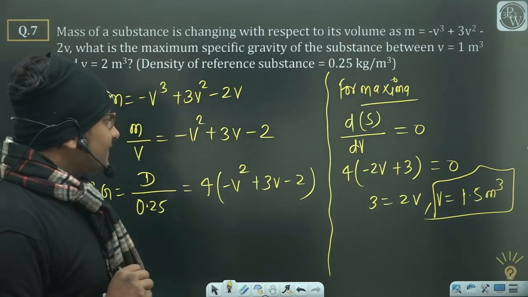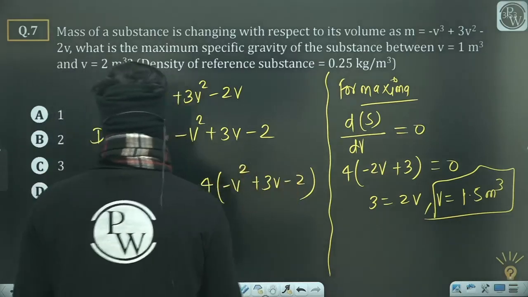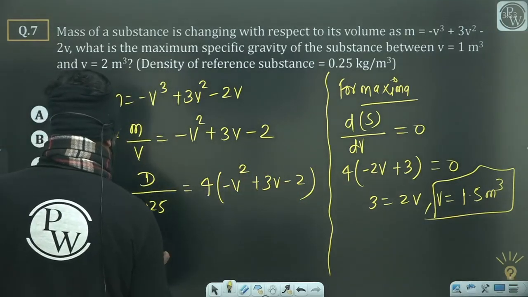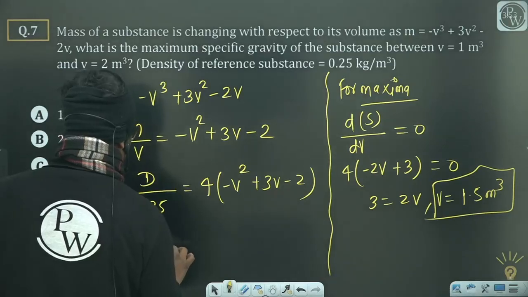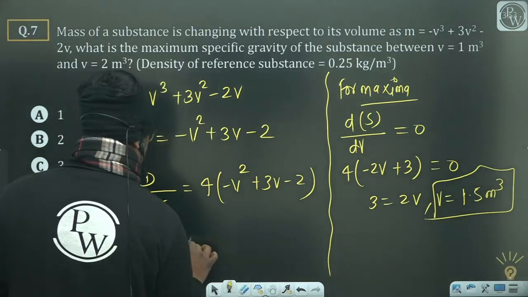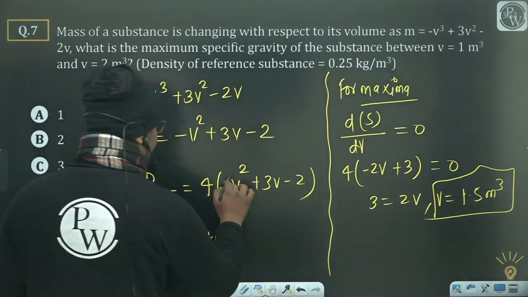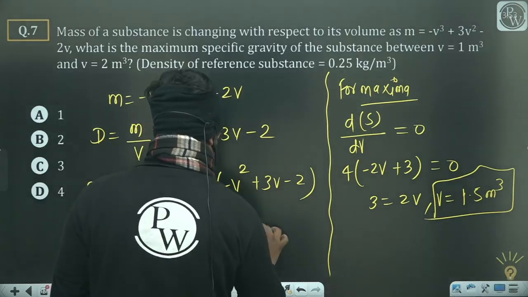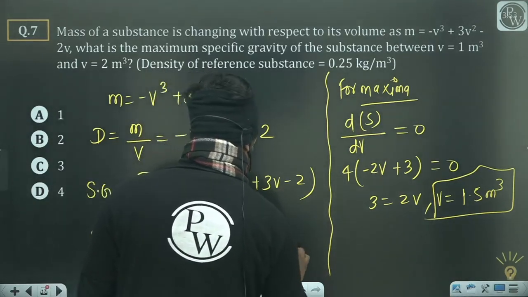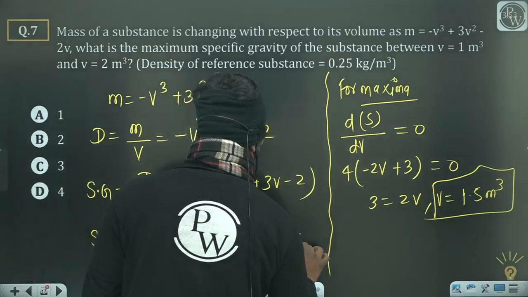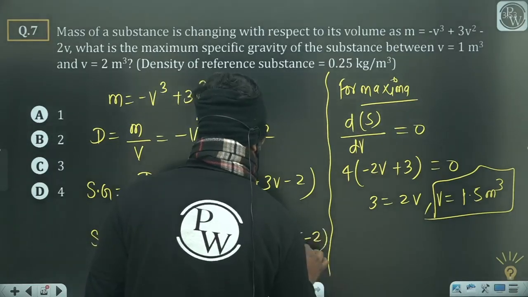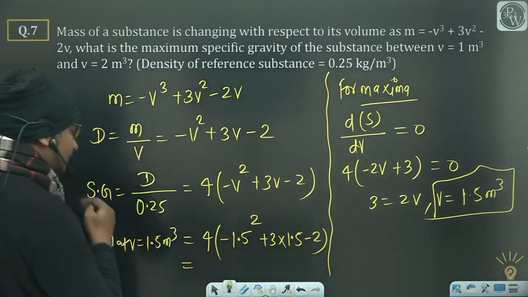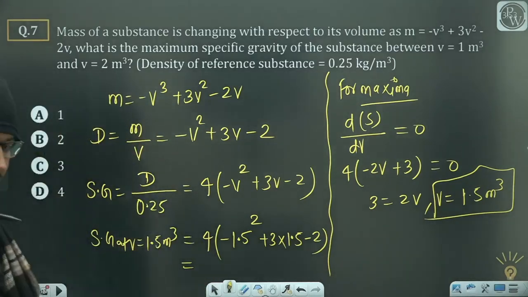So no worry. Now we find out the specific gravity at volume 1.5 meter cube. So we have 4, in place of volume, we have minus 1.5 square plus 3 into 1.5 minus 2. Okay, let me give the value to all of you. If you calculate it, I have the calculator with me.